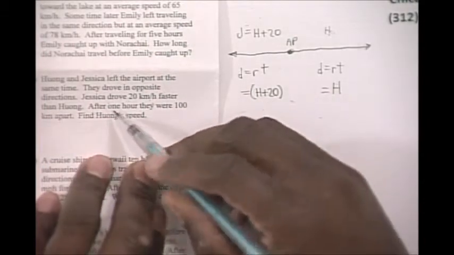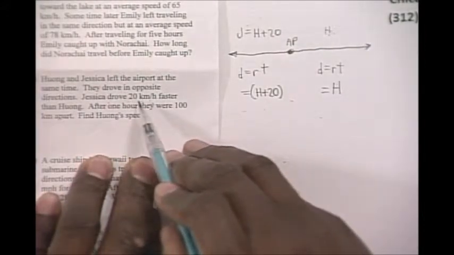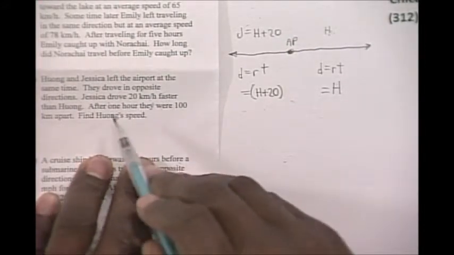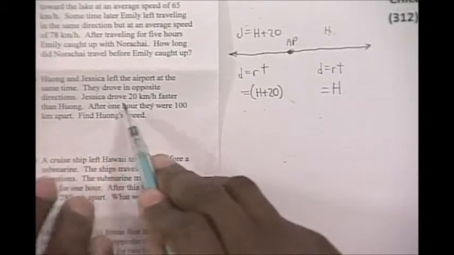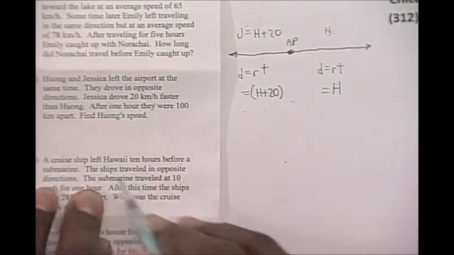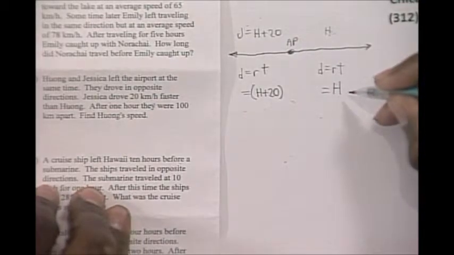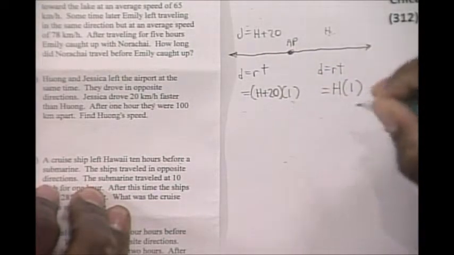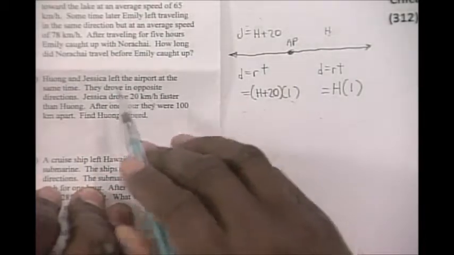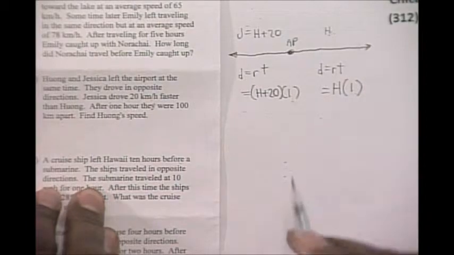It says they drove in opposite directions. Jessica drove 20 kilometers per hour faster than Hong. After 1 hour, that's key there, that's a time. After 1 hour, they were 100 kilometers apart. So they gave you the time. They left from the airport at the same time, so they each drove a time of 1 hour.